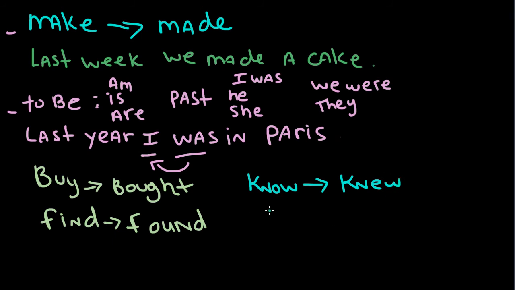And we have the verb go. This irregular verb in the past simple is gone or went. Gone is the past participle and went is the past simple.